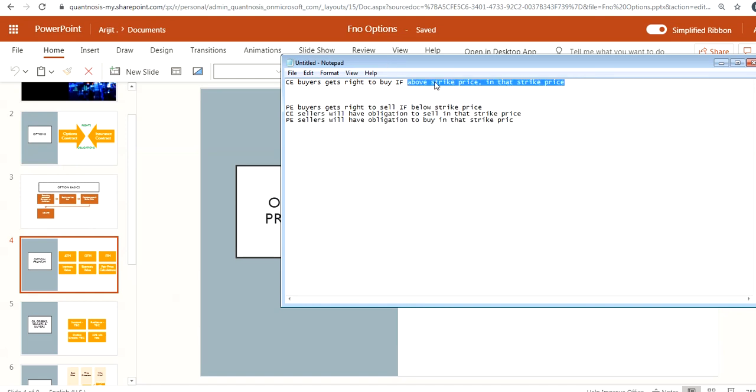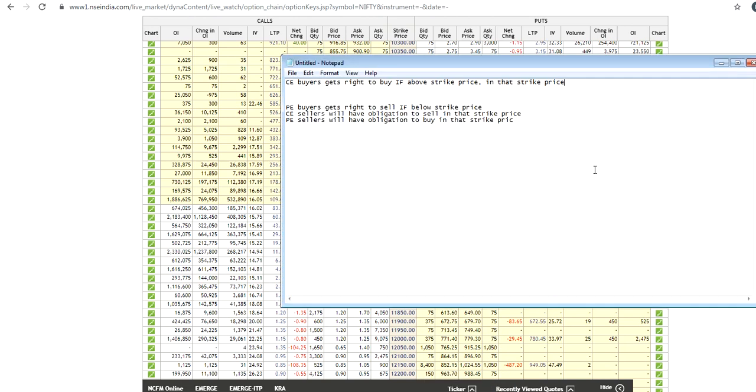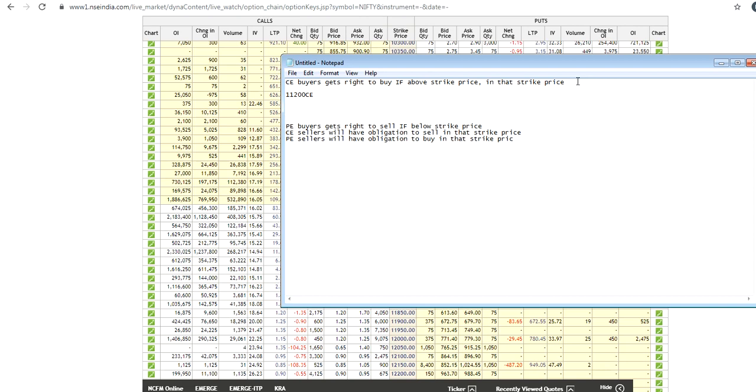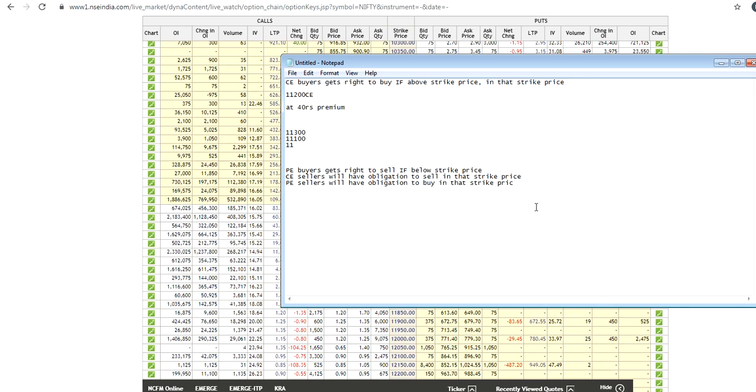I mentioned previously that a CE buyer gets a right if above the strike price, right? So let's say you bought an 11,200 CE. You are a buyer at 40 rupees. You paid a 40 rupees premium. Now, the current market price could be 11,300, or 11,100, or 11,200. Which means price could be above 11,200, below 11,200, or at 11,200.